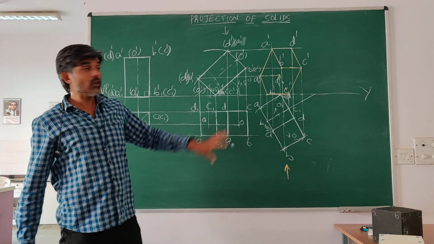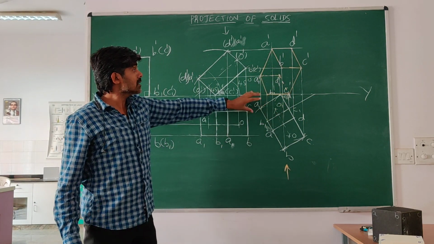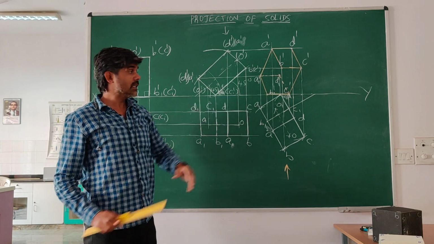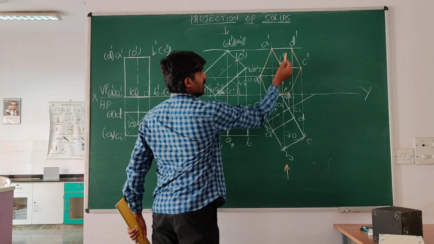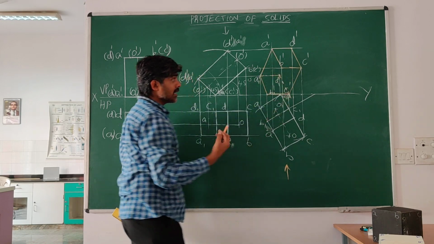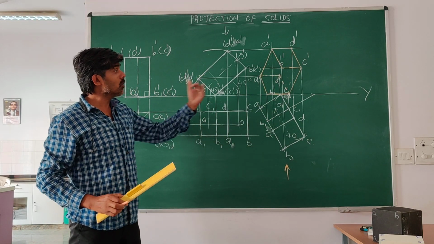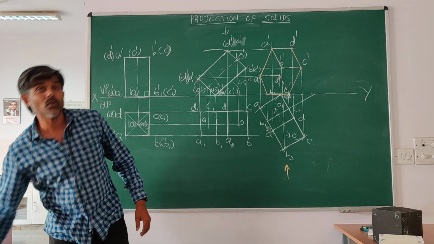Next, now we have joined. See, is the problem completed? No. The reason is there are some edges still to be joined. What are they? D1D and BB1. Other edges have been already joined. Now, how to join these two edges? There are some more rules to be known.